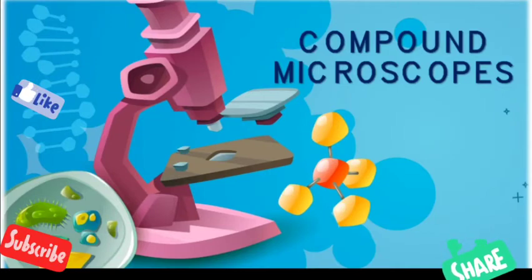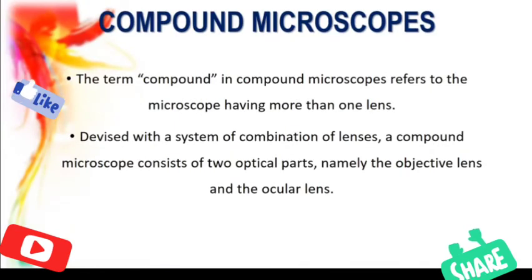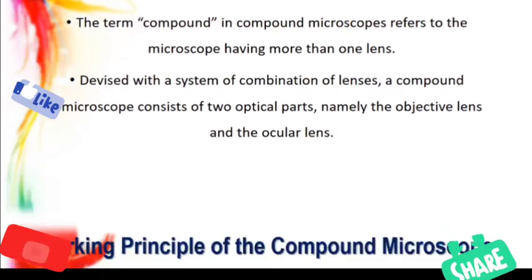Today, let's begin with a new topic, that is compound microscope. The term compound in compound microscope refers to the microscope having more than one lens, devised with a system of combinations of lenses. A compound microscope consists of two optical parts, namely the objective lens and the ocular lens.